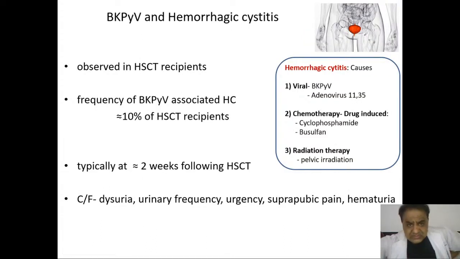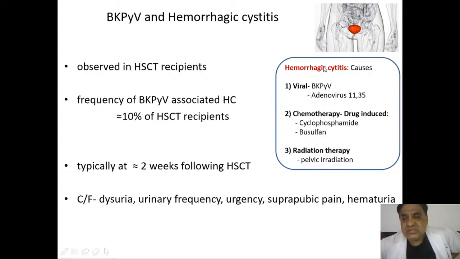The other group of patients is the stem cell transplant patients, in which the same virus, BK virus, causes hemorrhagic cystitis. Around 10% of patients may have a mild to severe hemorrhagic cystitis, and the typical timeline is 2 weeks after the bone marrow transplantation, or HSCT. Features like dysuria, frequency, urgency, suprapubic pain, and hematuria may be seen in severe cases.